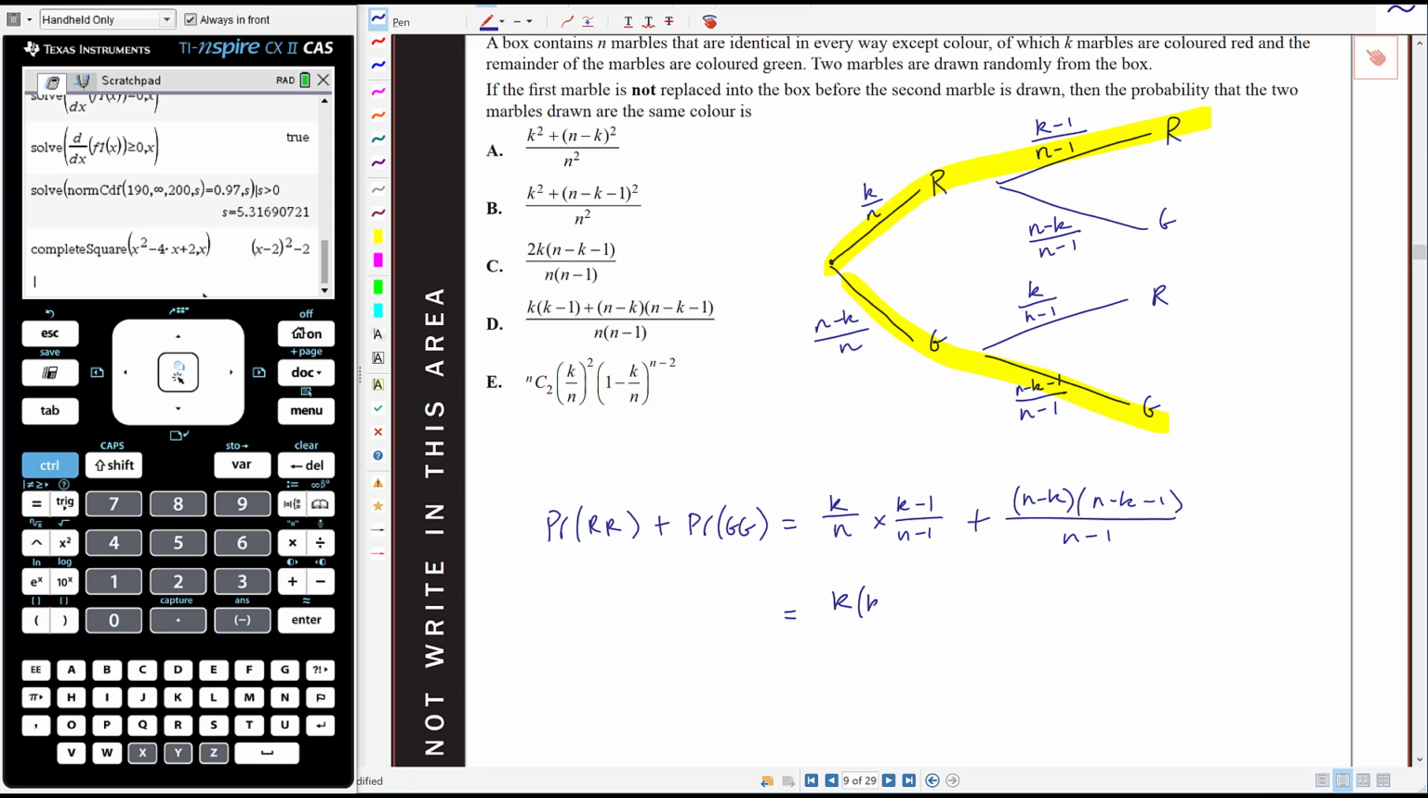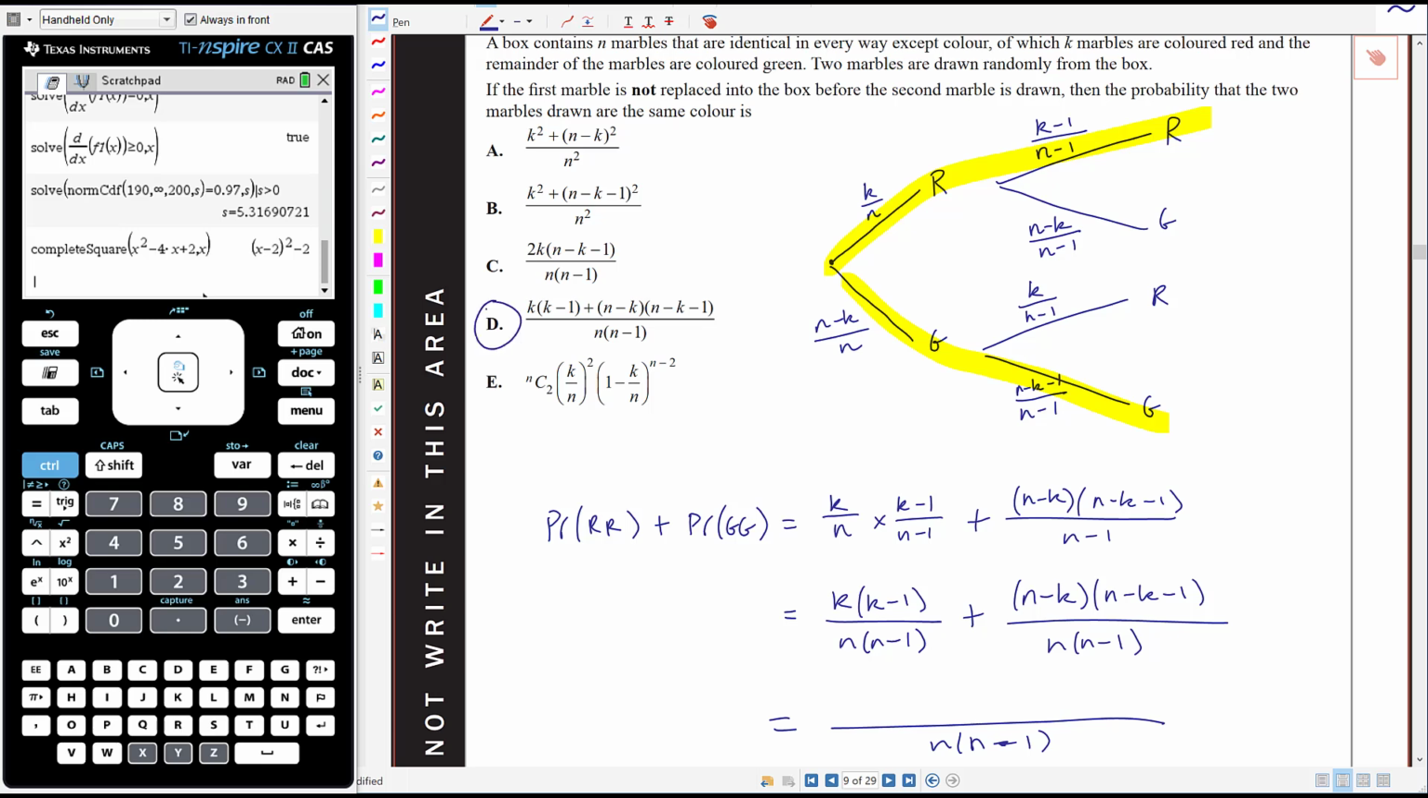Multiplying together you get k times k minus 1 over n times n minus 1, plus n minus k times n minus k minus 1 over n times n minus 1. And so obviously then we can just write that whole numerator together because we've got a common denominator. And so yeah, that's what's happening in option D.